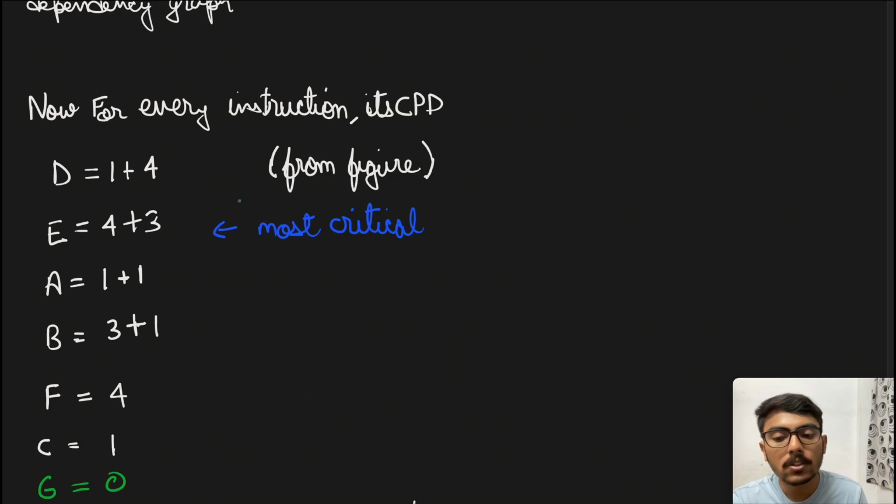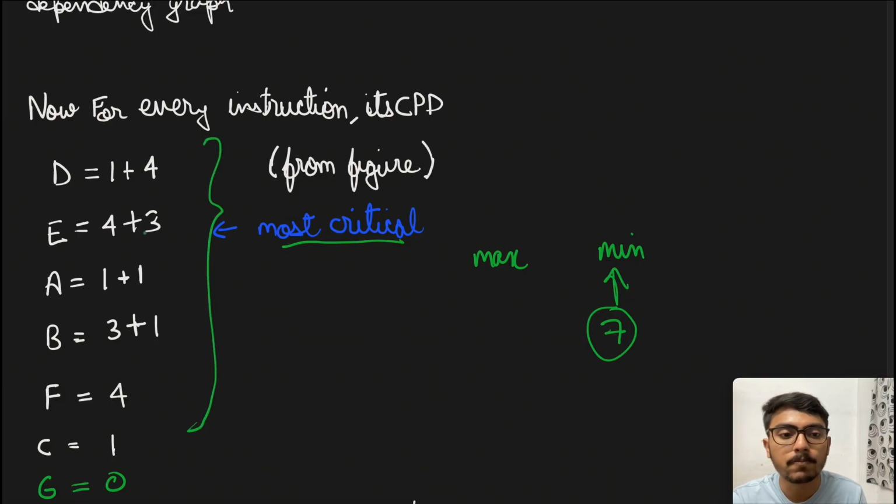In this, what we need to consider is which is the largest, because the largest CPD tells us the number of maximum cycles that will be required. It just gives a lower cap, let's say max and min. So this most critical CPD will give this minimum value. So we can say that at least 7 cycles will be required to execute all these instructions, right? Because it is the most critical instruction out of all these instructions.